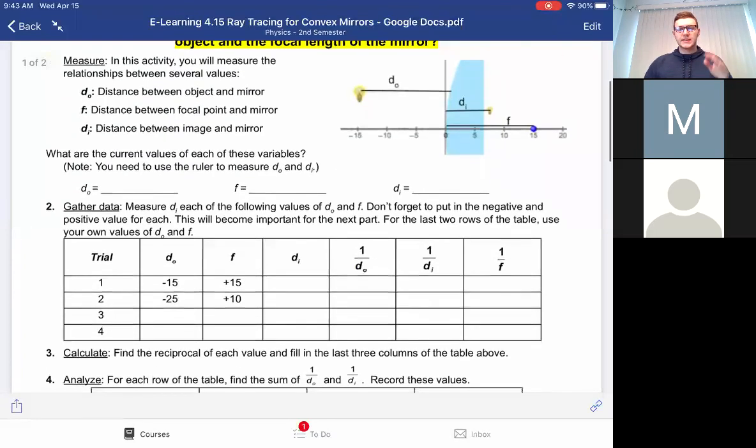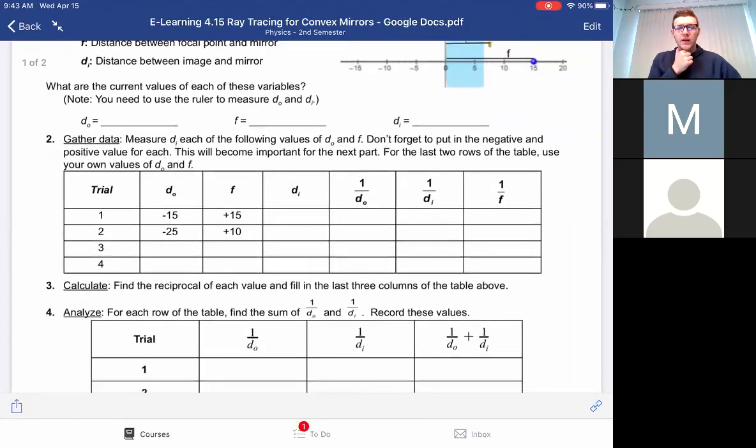So DO is the distance from the object, your light bulb on the left side, to the mirror. F is the focal point, so that blue dot to the edge of the mirror. Then DI is your image, the distance from the image to the mirror. If you look at the table below for number 2, it just wants you to change each of the values. You just pick 4 values. It's given you the DI and the F for 2 of them. You just have to find 2 more points, move, and then calculate the values, okay?